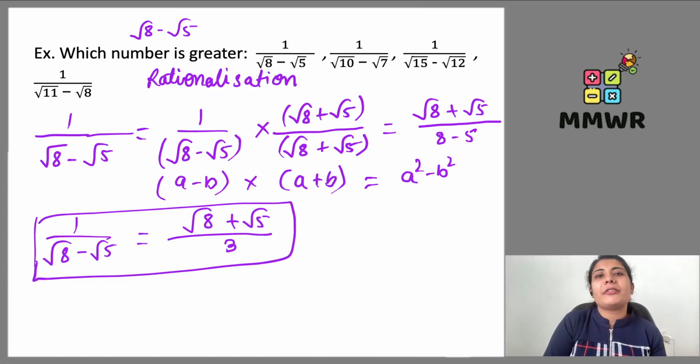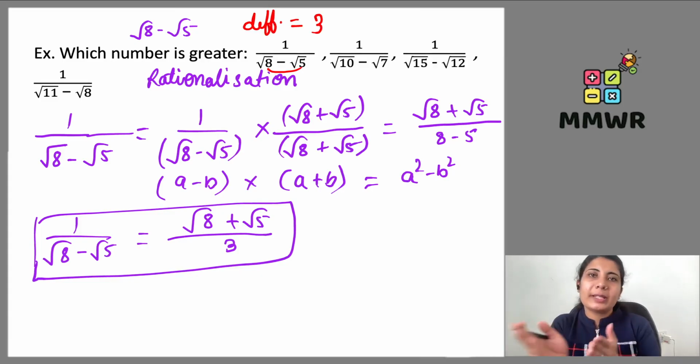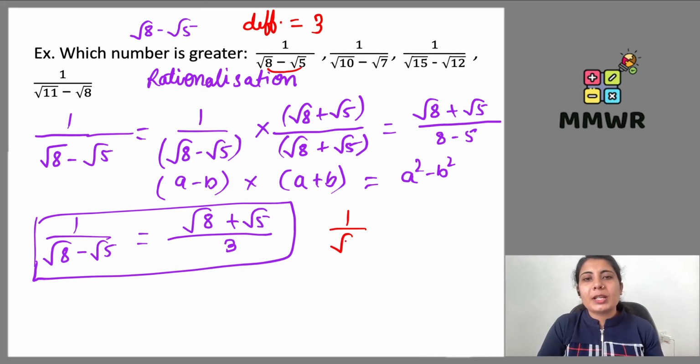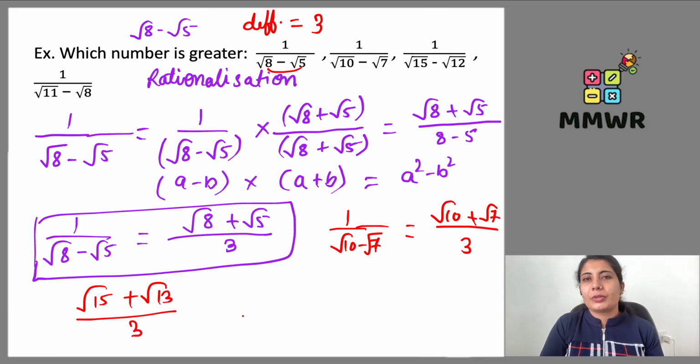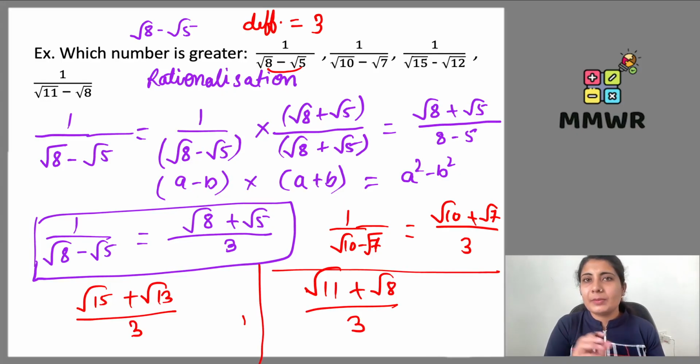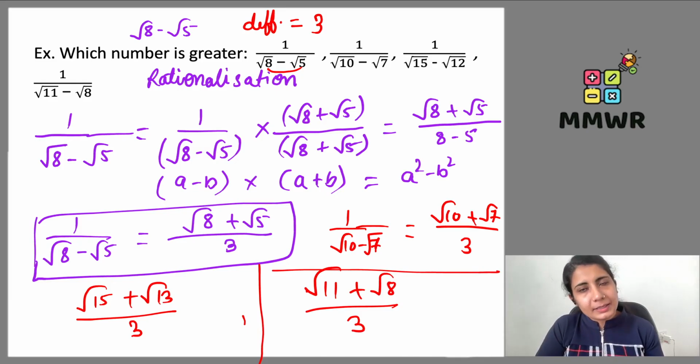And 3 is nothing but the difference here. Look, the difference is 3, which we will be getting everywhere. That means after simplifying 1 upon root 10 minus root 7, we will be getting root 10 plus root 7 upon 3. Third value will be root 15 plus root 12 upon 3. Last value will be root 11 plus root 8 upon 3. So everywhere we are getting the exact same denominator 3, right? In the numerator we have different values.